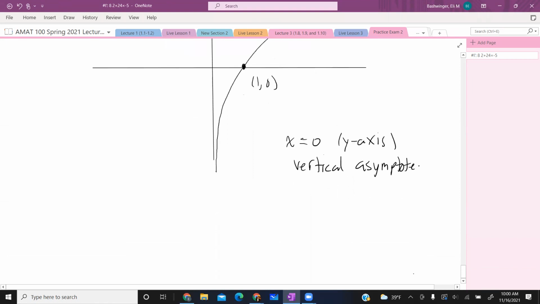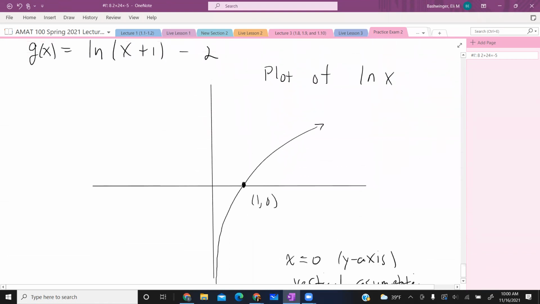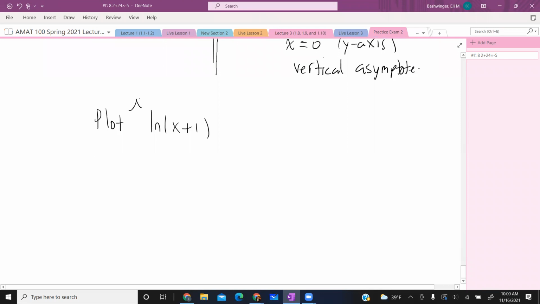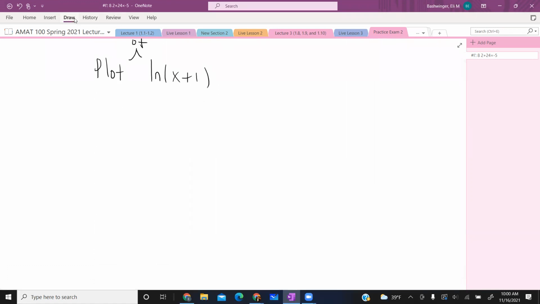All right, so now we're actually looking at ln of x plus 1 minus 2. You don't have to do all these steps if you don't want to, like plot each one. You can do the transformations all at once if you can see it, but if you're not sure what the end result looks like, just do each transformation individually. So now we're going to just do the horizontal transformation, and the plus 1 means you shift to the left 1 unit.